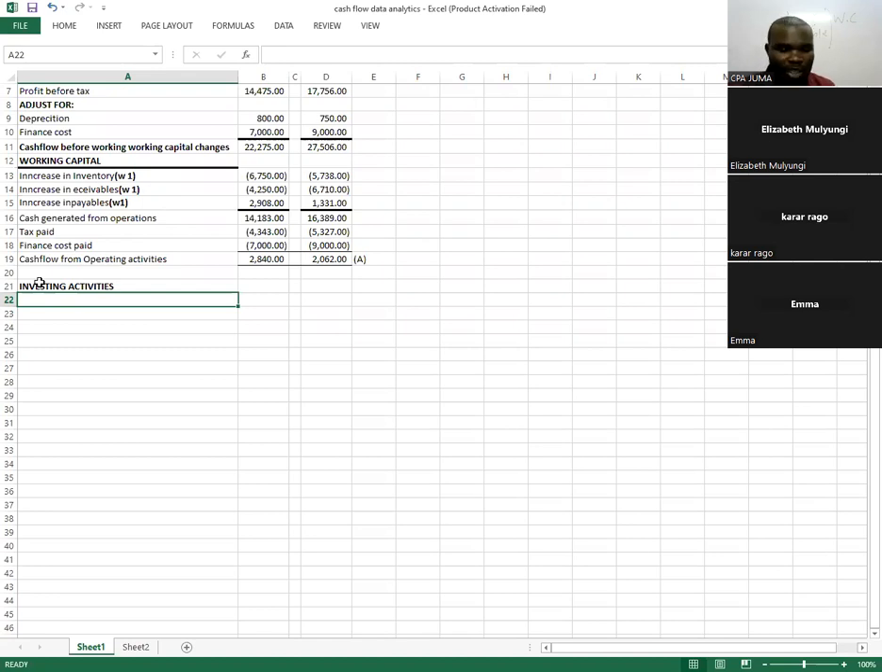Finance cost and dividends, we are allowed in any cash flow to classify them anywhere. I'm sorry to do this, but just to clarify this, I want to show Josephine something.